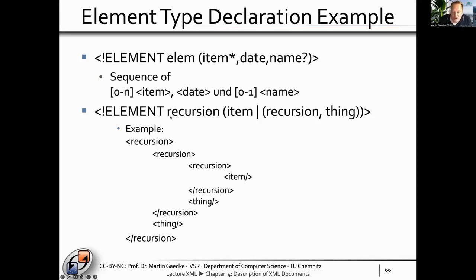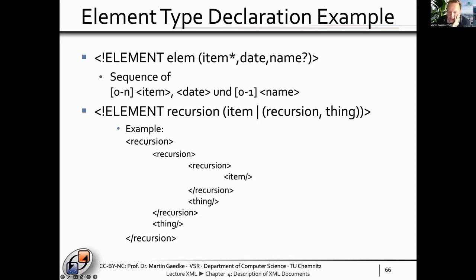Here's another thing for the computer scientist here who likes recursion. We can declare an element with the name recursion, which has a choice: either after recursion we have the element item, or we have the element recursion, comma, thing.